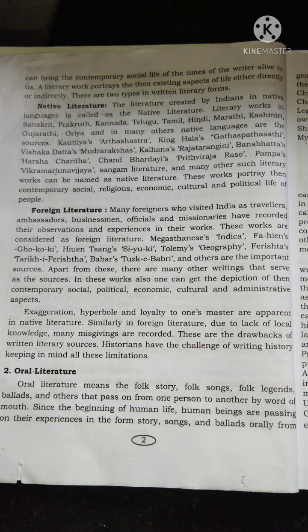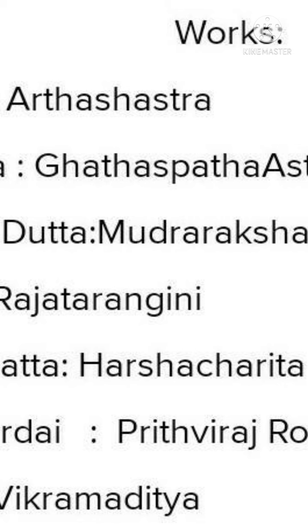For example, Kautilya's Arthashastra. Kautilya's another name is Chanakya. He was in the court of Chandragupta Maurya, in the Mauryan kingdom. So he has written the Arthashastra book. Kautilya has written the Arthashastra. It is also an example of native literature.